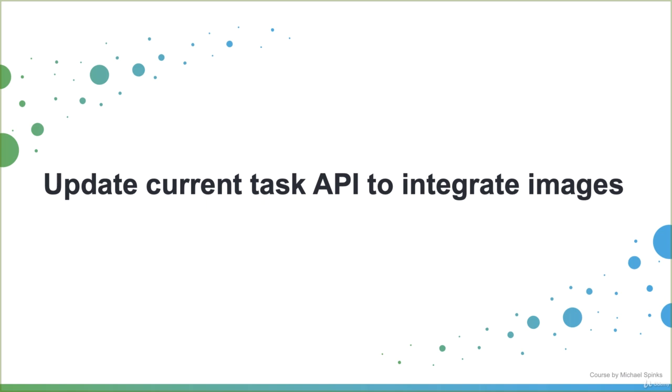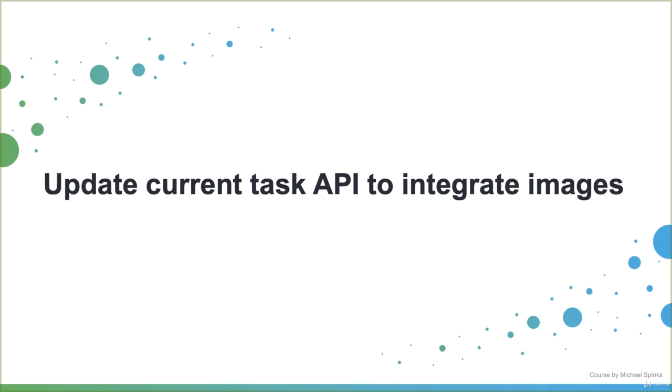We'll then move on to update the get task routes, so this will include return all tasks, return single task, return complete or incomplete tasks, and then obviously return tasks page by page. These will need to be updated to include obviously the task images themselves.